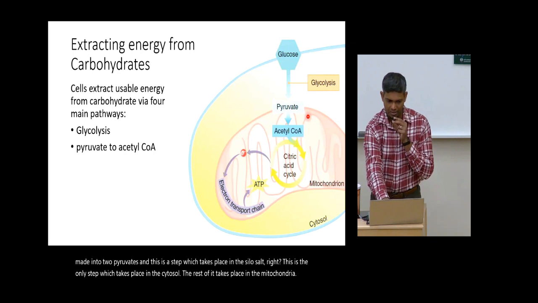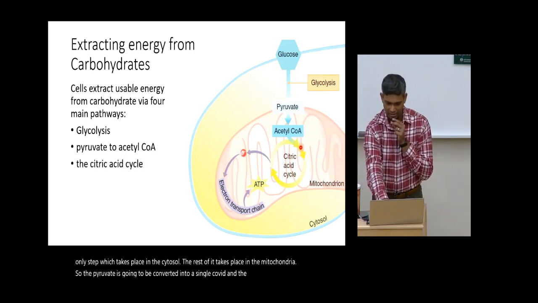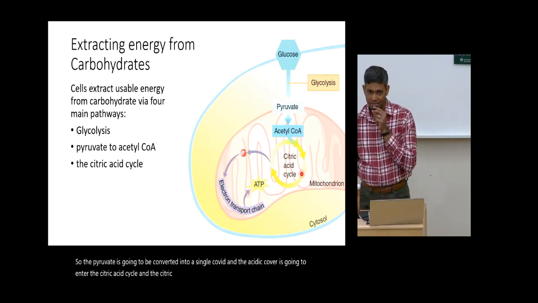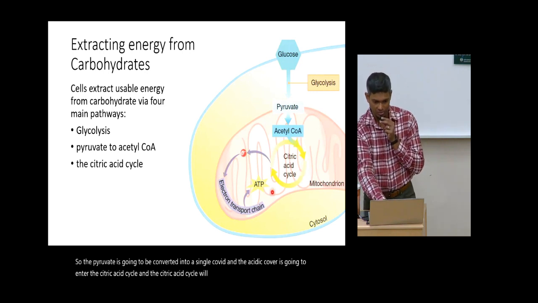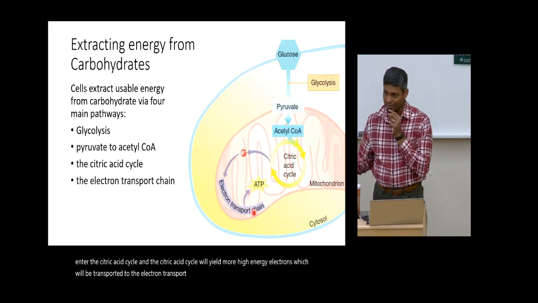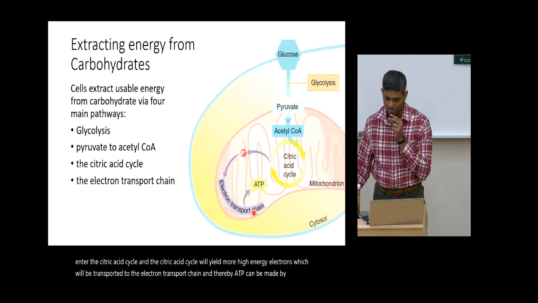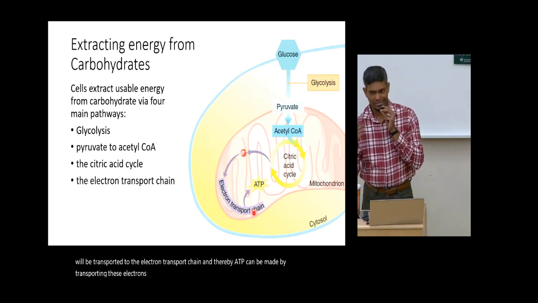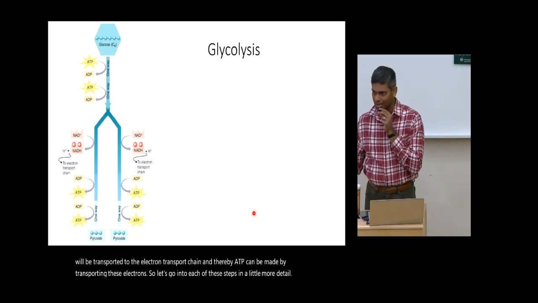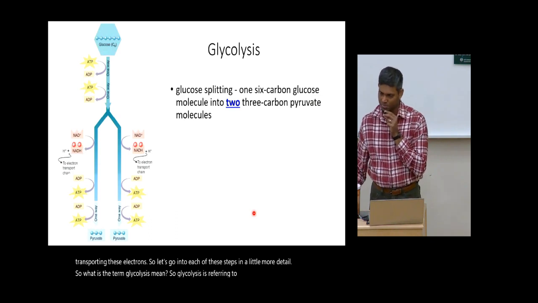So the pyruvate is going to be converted into acetyl-CoA, and the acetyl-CoA is going to enter the citric acid cycle, and the citric acid cycle will yield more high energy electrons, which will be transported to the electron transport chain, and thereby ATP can be made by transporting these electrons. So let's go into each of these steps in a little more detail. So what does the term glycolysis mean? So glycolysis is referring to sugar or glucose splitting.